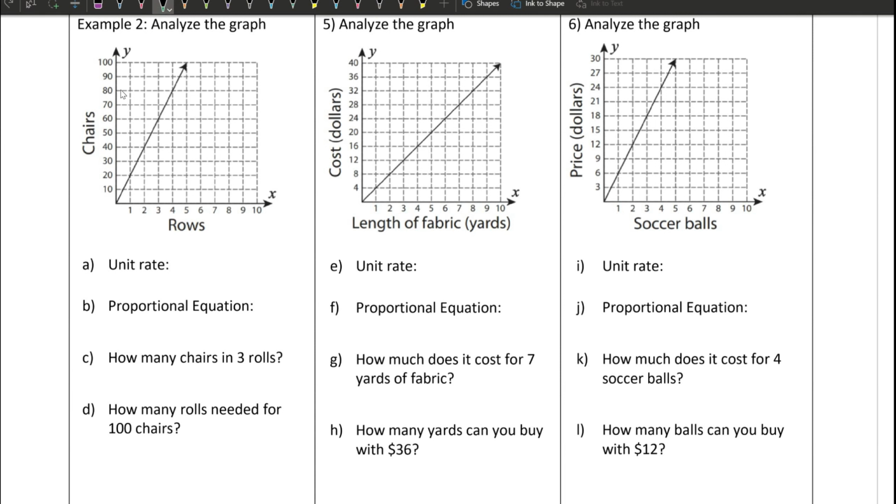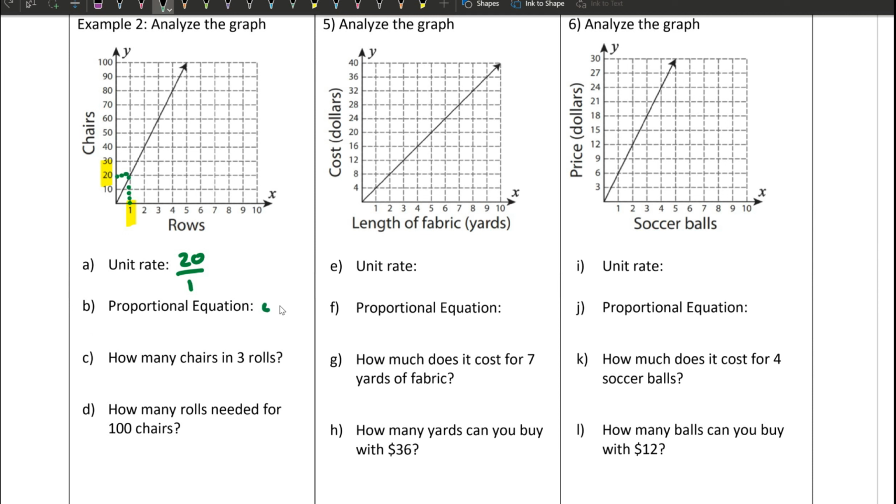The first graph has the x-axis represent the rows and the y-axis represent the chairs. What is the unit rate for this one? At one row you will have 20 chairs. Unit rate means 1, something for 1. So in this case it is 20 chairs for one row. So the unit rate is 20 over 1.